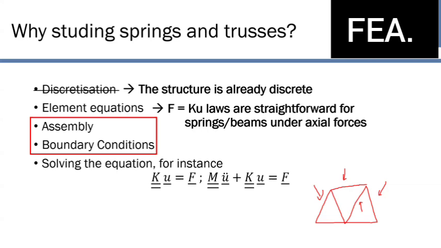The stiffness matrix is very easy to visualize and understand, and F equals Ku is pretty straightforward to comprehend. So trusses and springs are a very good introductory step before a much more complex system is tackled. Does that make sense to everybody? Awesome. So let's keep going.